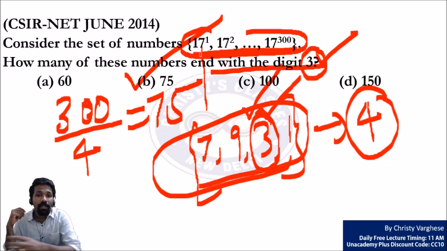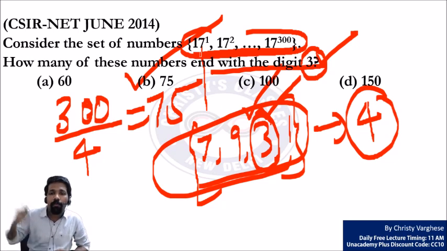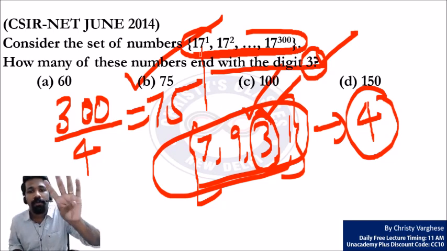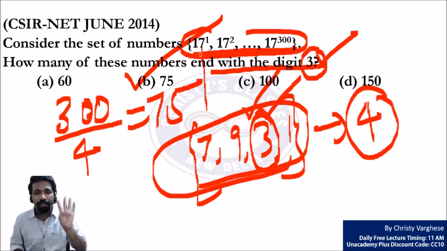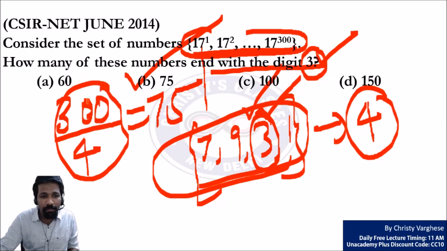If it was 14 instead of 17, then 3 will not be there. If it was 14 raised to 1, 14 raised to 2 up to 14 raised to 300, and the question was how many times the last digit 4 is coming, then it will not be 75 times, it will be 150 times, because in every 2 elements, one element is ending in 4. So if the cyclicity is 2, you have to divide by 2. Here the cyclicity is 4, that is why you are dividing 300 by 4.